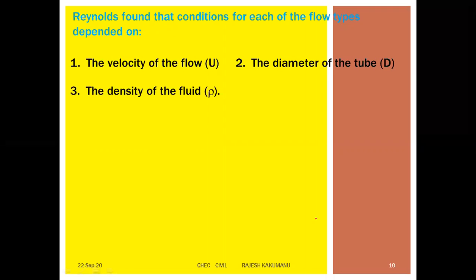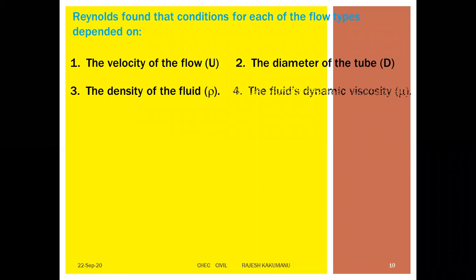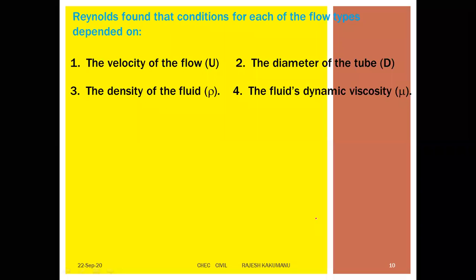Third one is the density of the fluid, the సాంద్రత అంటాం. Density means సాంద్రత. How much density is there for the fluid? That is termed as rho. Fourth one, the fluid's dynamic viscosity, mu. So these are the 4 factors, conditions, it depends on whenever you are using these types of things.